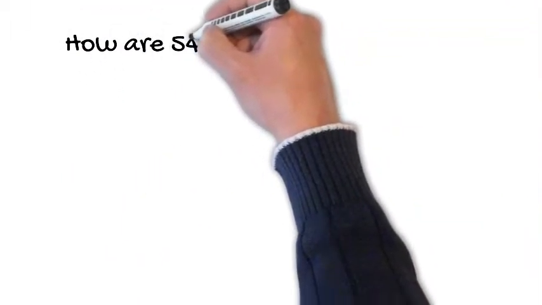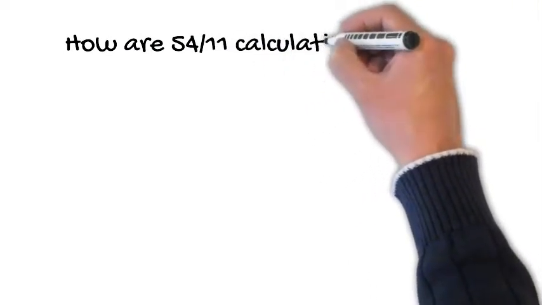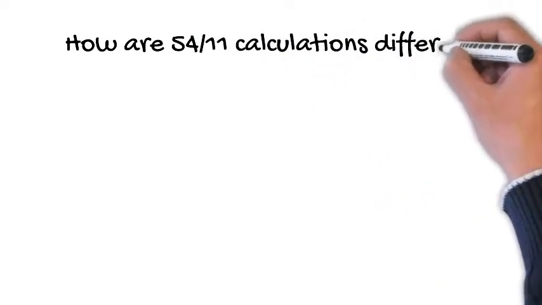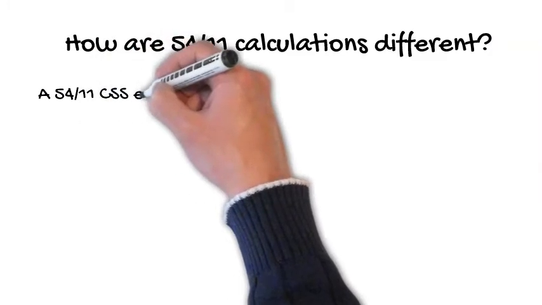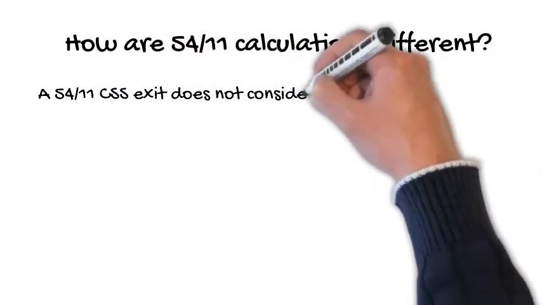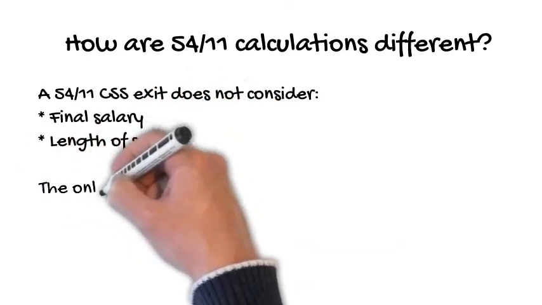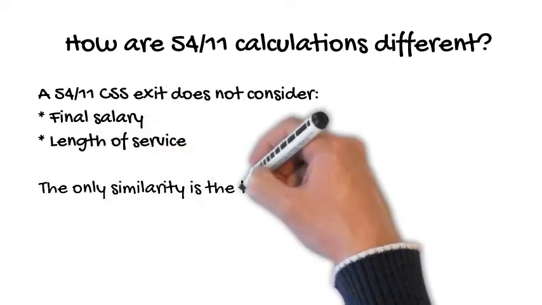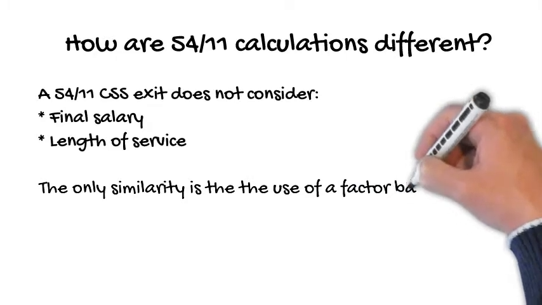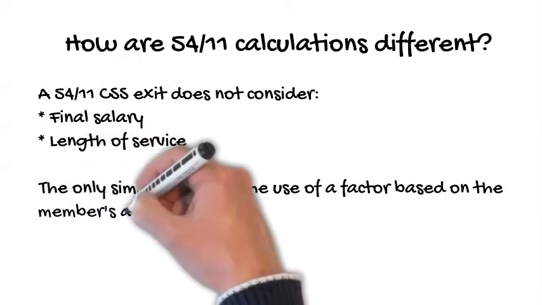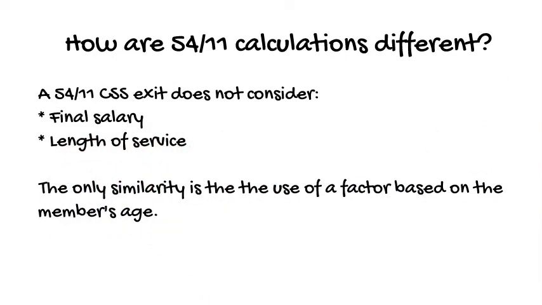So let's quickly touch on how the 5411 calculation is different. Unlike the age retirement calculation, the 5411 calculation completely ignores your final super salary. It does not care if you are on 20,000 or 200,000. This calculation completely ignores your final salary. It also completely ignores your length of service. So that is starkly different to the situation we have with the age retirement. We'll now go on and do a case study to explain how this works.